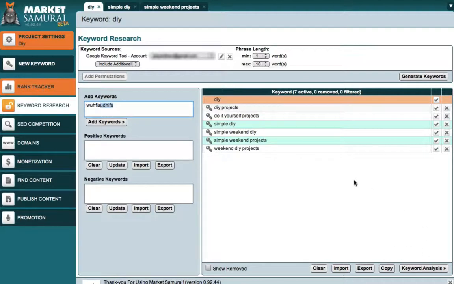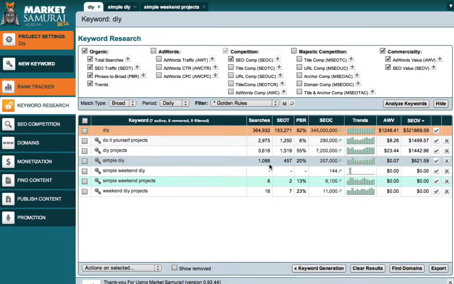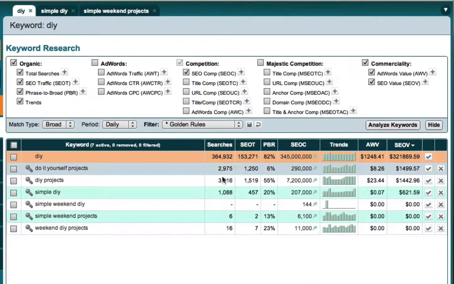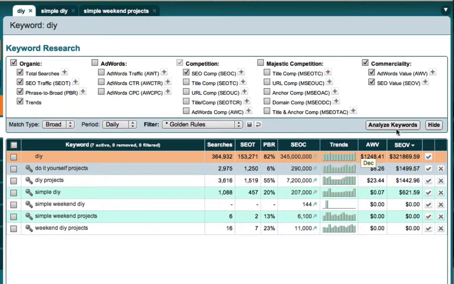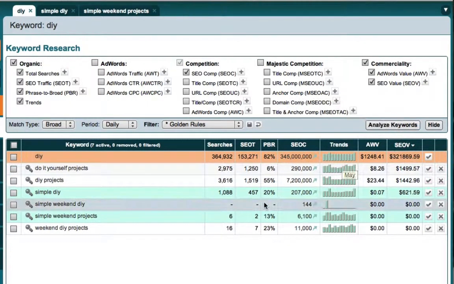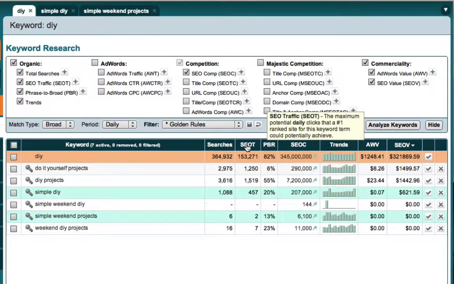Now that I've got this here, I'm just going to go ahead and click on keyword analysis. I already went ahead and did this so we won't wait too long and we can just breeze on by. Anyways, I went ahead and analyzed the keywords already. Now when I'm looking for keywords, I usually look for search engine traffic, which is this one here. This is the amount of search engine traffic that I could potentially get at the number one spot, meaning the clicks.